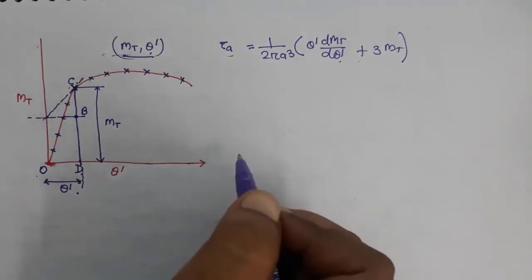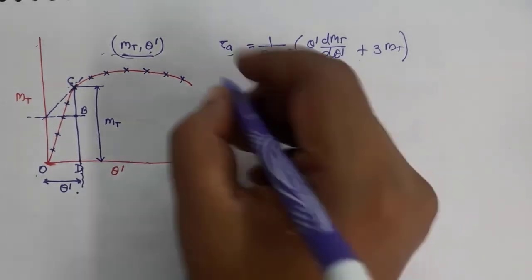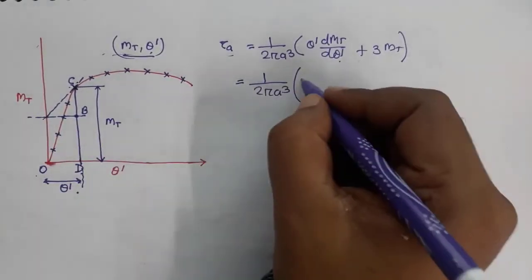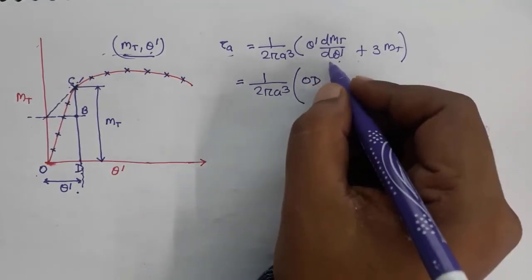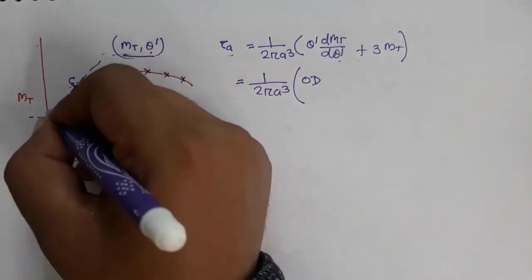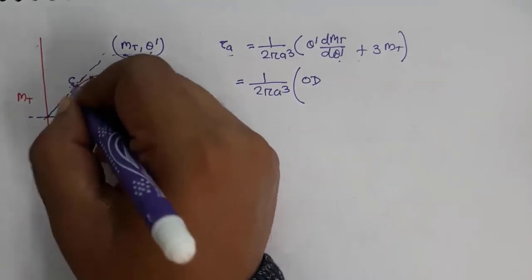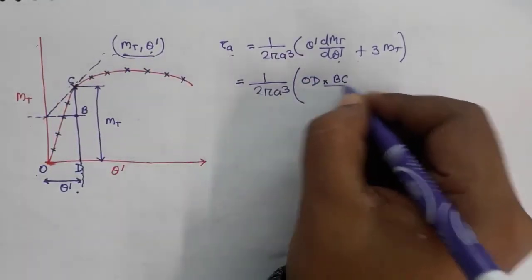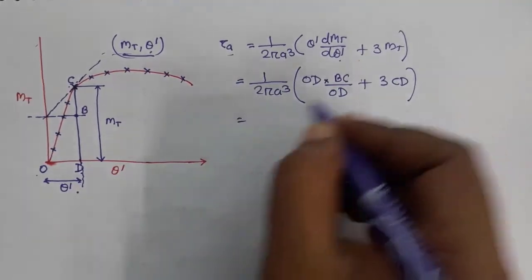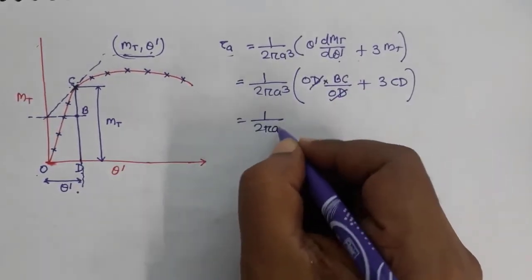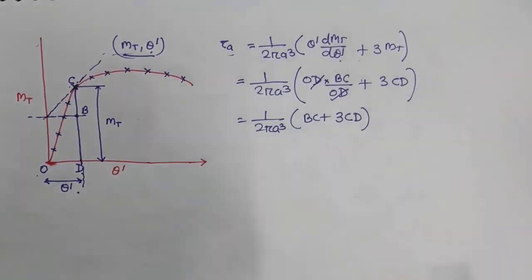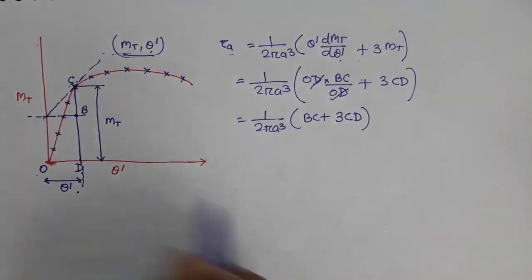If you put all those things in the calculation, we can try doing that. So 1 by 2 pi A cube into theta dash, which is OD, into dmt by d theta dash, which is the slope, which is tan theta. The slope here is this angle, and tan theta is perpendicular by base. Perpendicular is BC, base is OD again, plus 3 mt, which is CD. So this cancels out, and we simply have 1 by 2 pi A cube into (BC plus 3 CD). This is how we can calculate the shear stress at each data point.